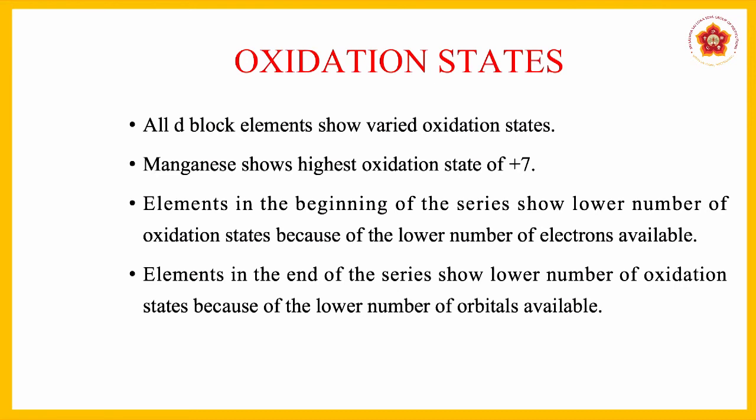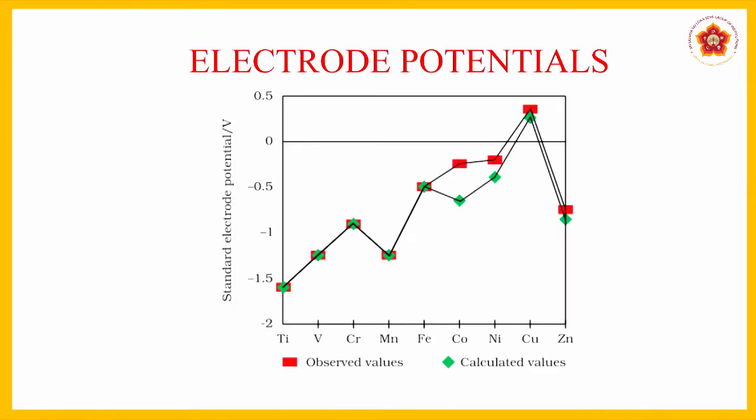So these are all about the oxidation states of compounds, and now let us see another concept, which is electrode potential. What is the potential? It is a difference in the voltage that has been seen, and we have taken the examples of titanium to zinc, where you see that only copper has a positive value. Look at the values on the y-axis. All the elements have negative values, copper has a positive value. What is that 0?